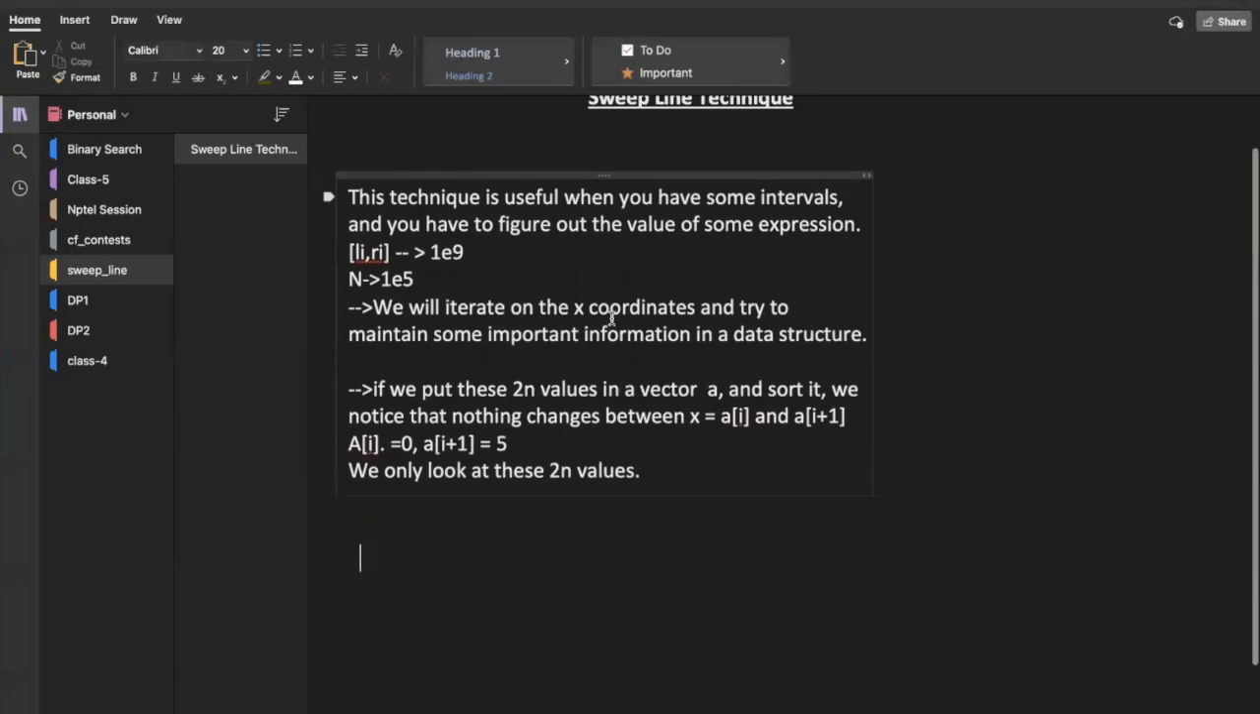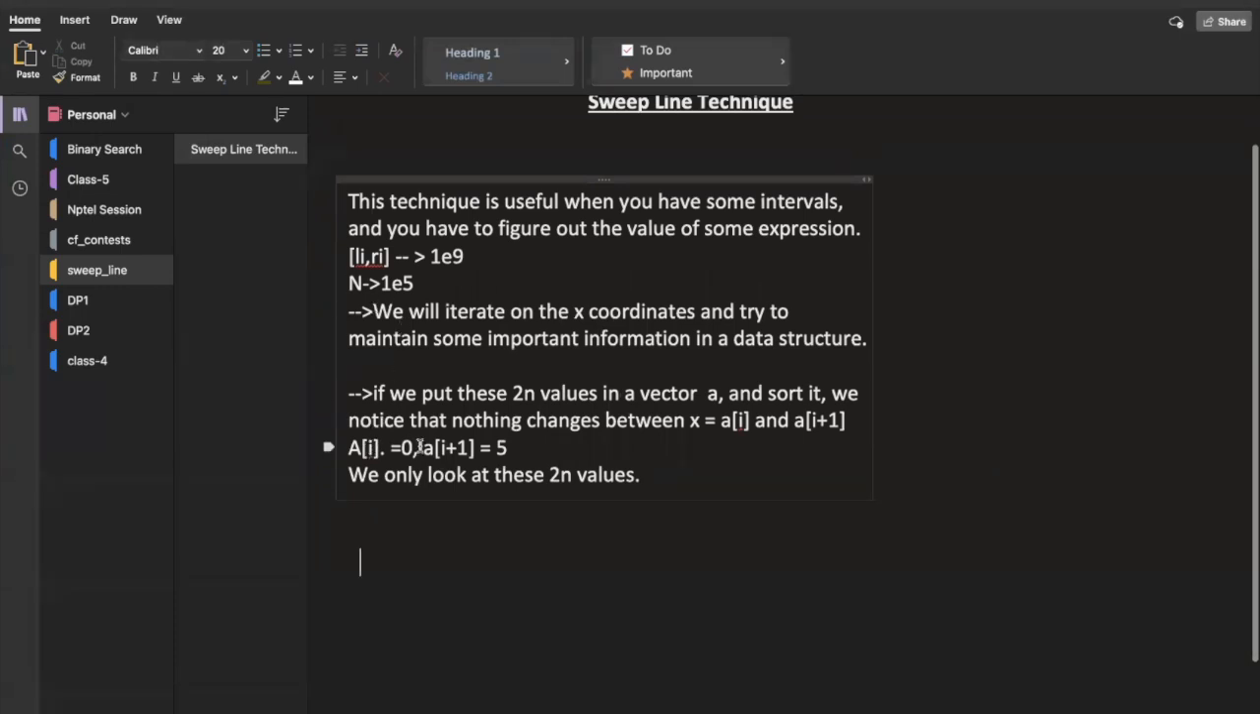As you can see in this example, if we put all of these 2n values in a vector and sort it, and we realize that at one position there is 0 and in the next position there is 5 in that vector, then that means between 0 and 4, no interval started and no interval ended. So the situation at x equals 0 and x equals 4 were exactly the same.